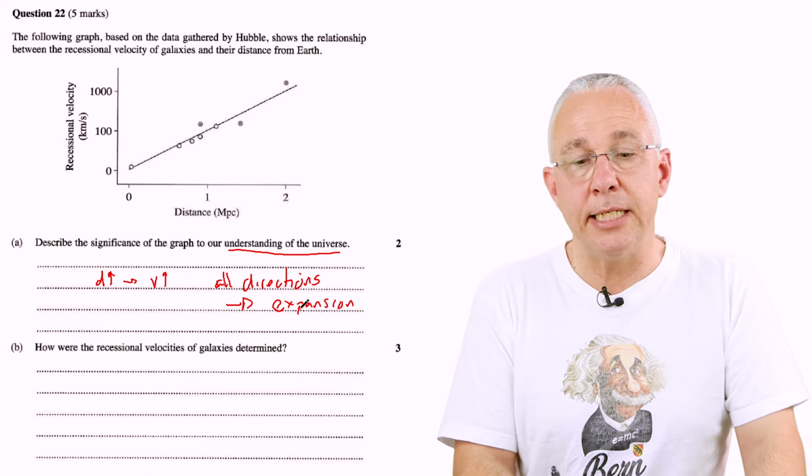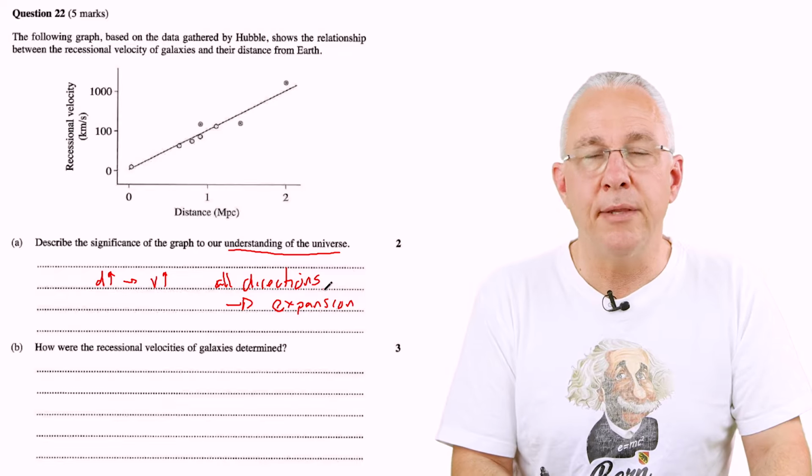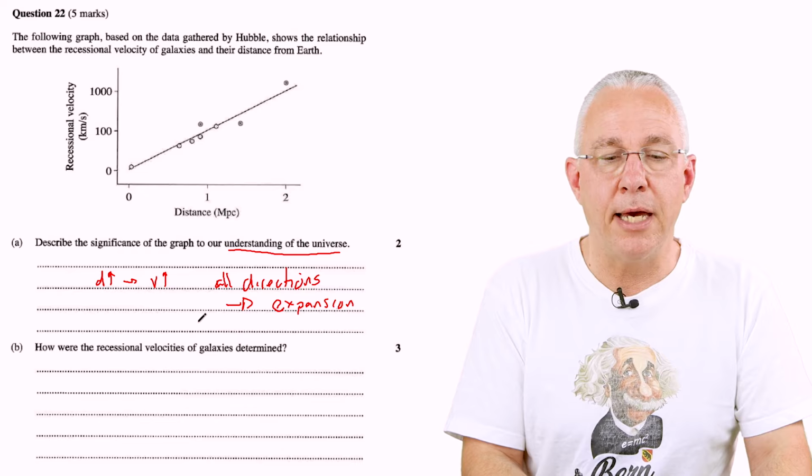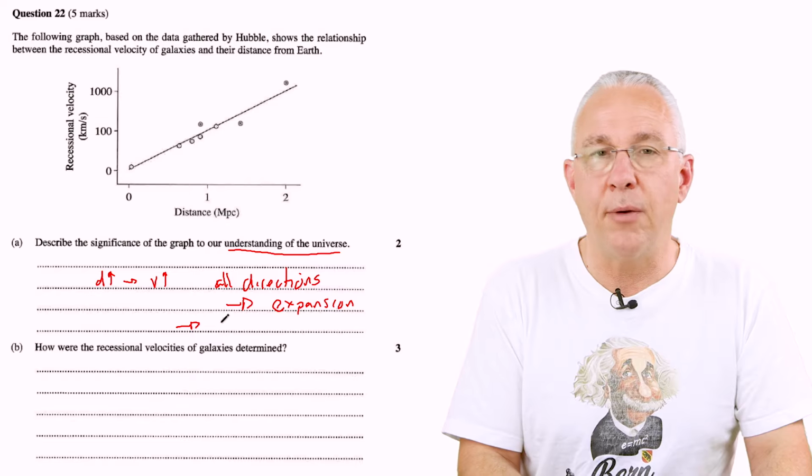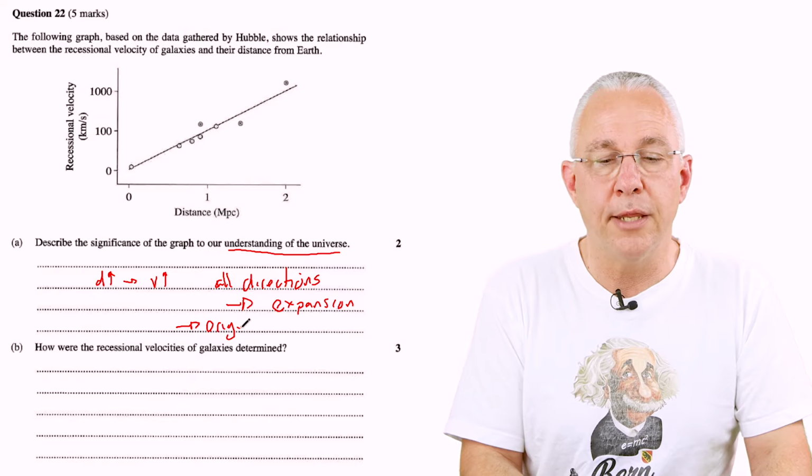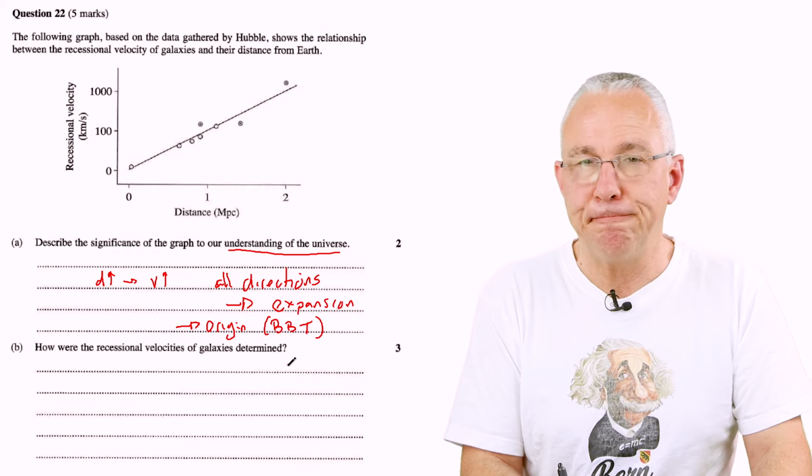Now that I don't think is enough. You need to go a bit further. That means if you go backward in time, that would suggest, as a result, that we have an origin, and of course, that would lead us to the idea of the Big Bang Theory.